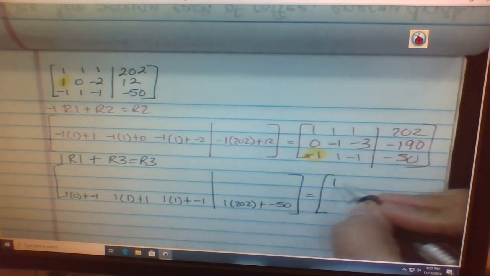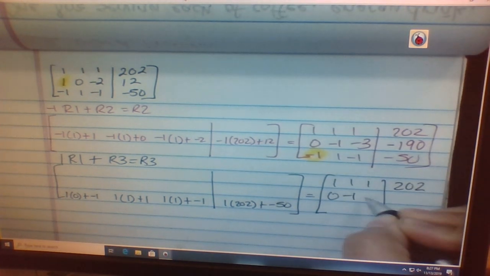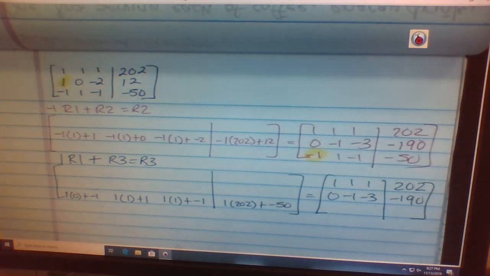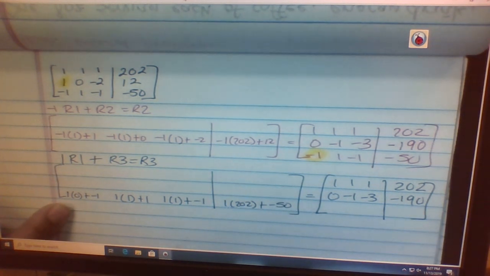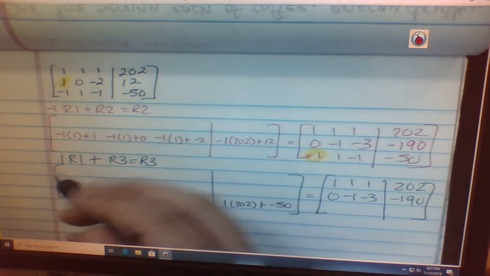So nothing happens to my first 2 rows. We just rewrite. Is that first equation right? Probably not. No, you're right. Thank you.